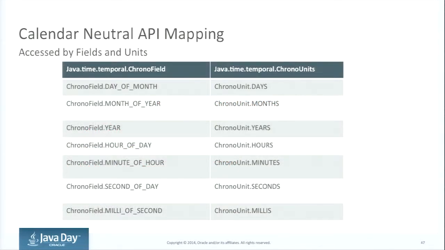This is how you map the chronology ones to the neutral. So it's pretty much one-to-one, okay? So chronology field, date of month to days, month of year will be month, year will be year, etc. So that's just for your reference.